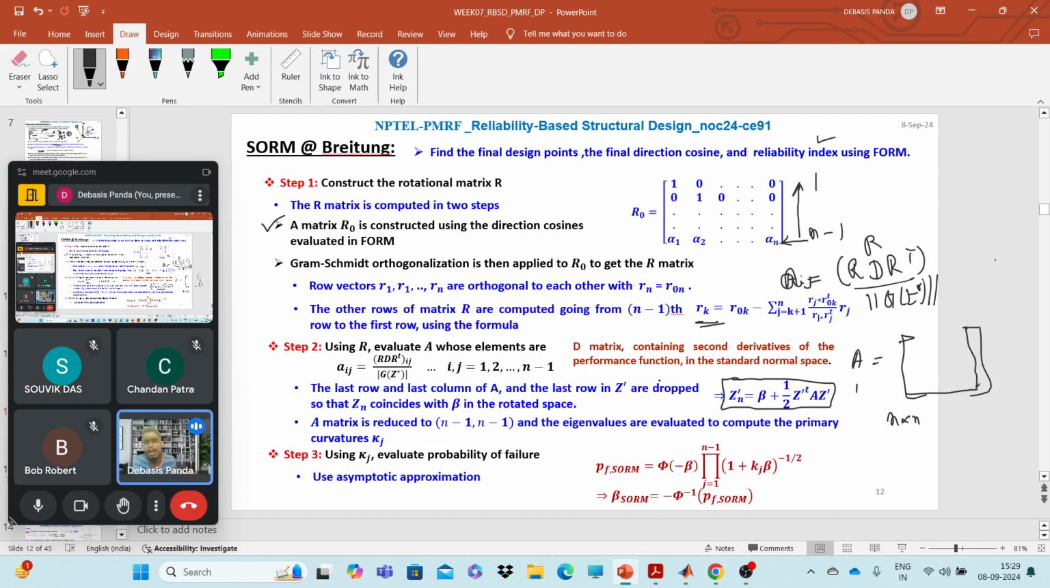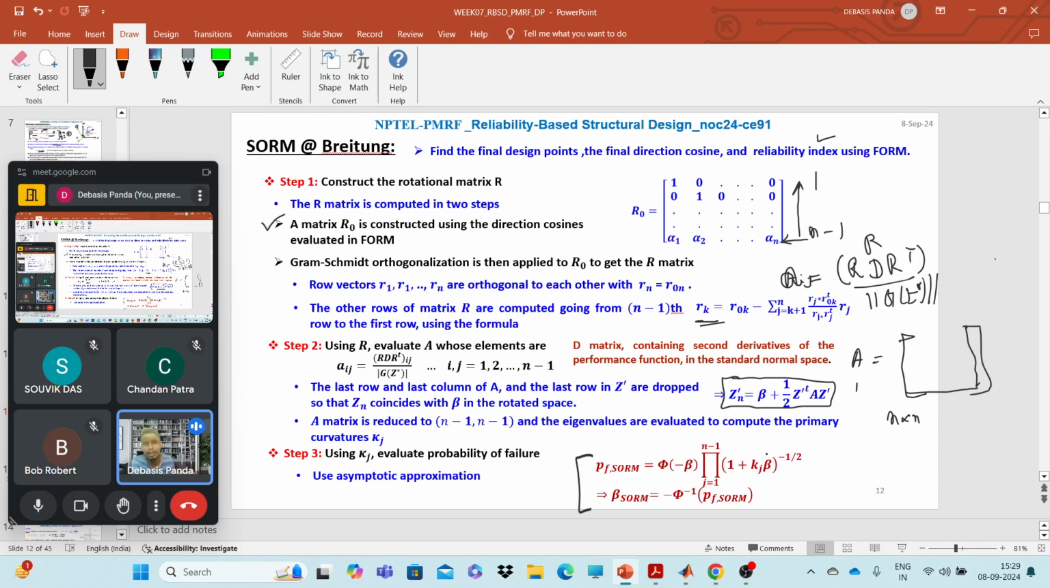Now once we have the kappa values, this is nothing but the Breitung model. Use all the information in the Breitung model and you will find the probability of failure. Once we have the probability of failure, we can calculate the beta value. Beta will be nothing but phi inverse of the probability of failure, so obviously there will be a minus sign, phi inverse of that. Now we will see one problem step by step, then we will go to MATLAB and solve this algorithm.